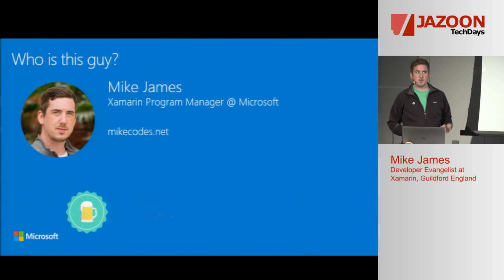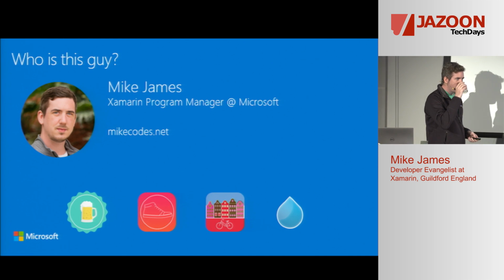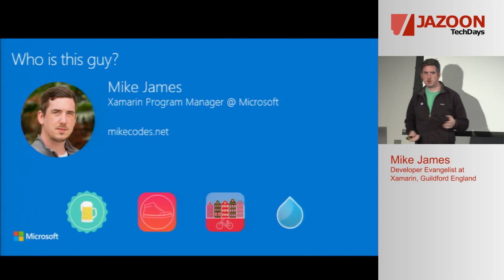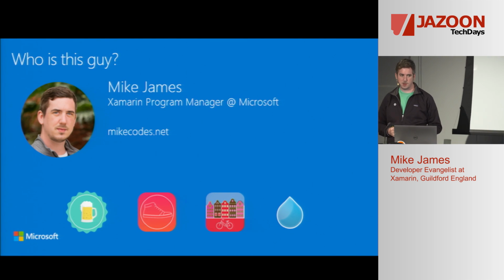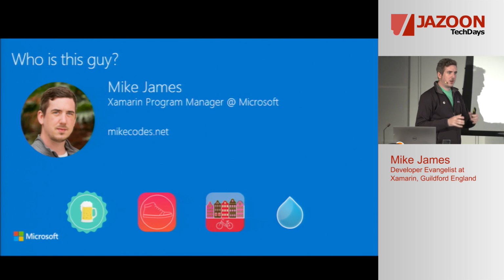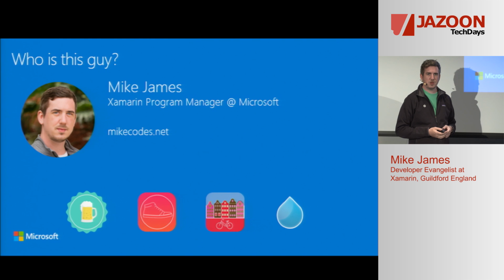So who is this guy? Well, my name is Mike James, and I'm a program manager at Microsoft. But I'm also an evangelist at Xamarin. So Xamarin acquired Microsoft a couple of months ago, and I've kind of been given a dual role. So I'm kind of slowing down on the evangelism side and going more into program management, which is much more spreadsheets and emails and things.